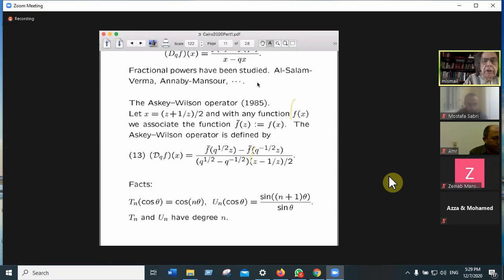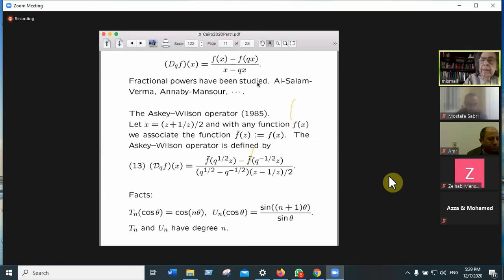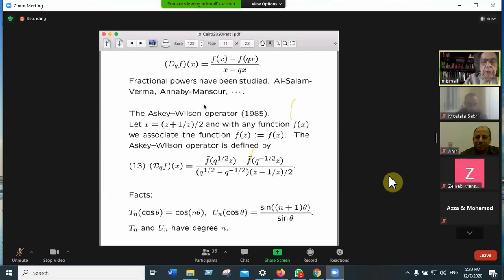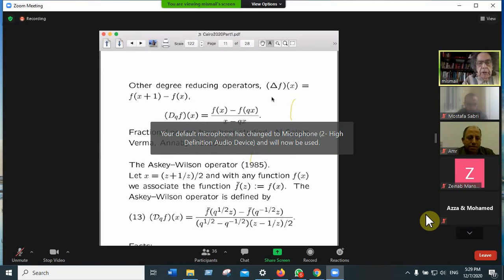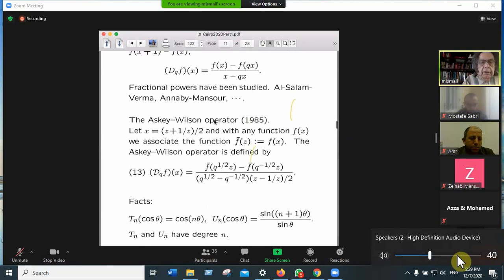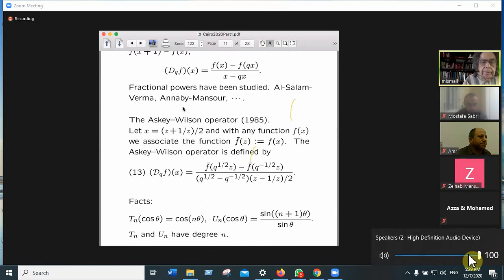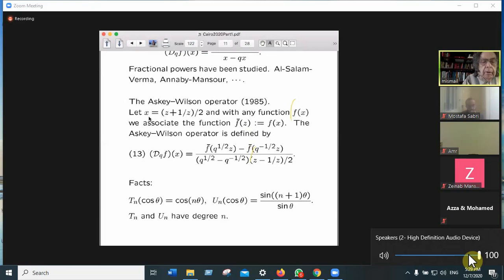Okay, so the last thing I want to mention today is the Askey-Wilson operator. So this is something more complicated than the operators that you saw here, but yet it's really the most important. Okay, so this appeared first in their memoir, 1985, and I have to go slow here. So you change variables. Your x, you write it as z plus 1 over z. This is like writing cosine theta as e to the i theta plus e to the minus i theta over 2.